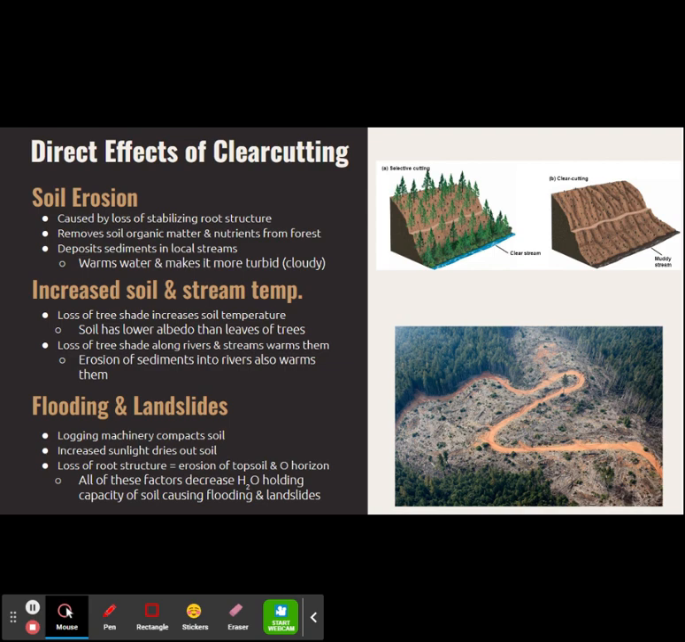Logging machinery compacts the soil, and increased sunlight dries it out. And these facts, combined with the loss of root structure and organic matter in the topsoil, decrease the soil's ability to hold water. So when it rains, the soil holds less water and produces more runoff, which can flood nearby areas and cause landslides and mudslides, which destroy animal habitats and human structures, as we can see in the picture.